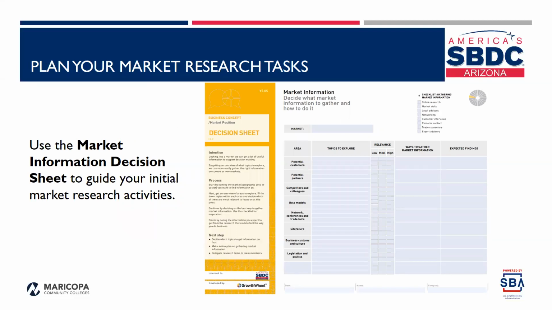You may already feel overwhelmed by the task. There is so much information, where do you even begin? Putting a simple plan in place will help. This brings us to our next Growth Wheel decision sheet, titled Market Information. This template will help guide you through identifying topics to explore, relevance of the topic to your needs, ways to gather the data, and expected findings. You can also use this worksheet when complete to prioritize your research tasks. Take a moment here to review the Market Information template.